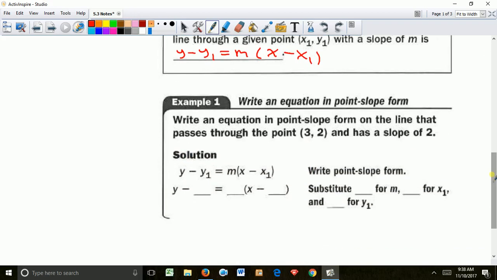In example 1, they want you to write an equation in point-slope form of the line that passes through the point 3, 2 and has a slope of 2. So your first step is to write the point-slope form, which is y minus y1 is equal to m times the quantity of x minus x1. In this case, m is 2, and x1 and y1 are 3 and 2. So all you got to do is plug in 2 for m, and then plug in 3 for x1, and 2 for y1. Simplifying this, you're going to get y minus 2 is equal to 2 times the quantity of x minus 3.